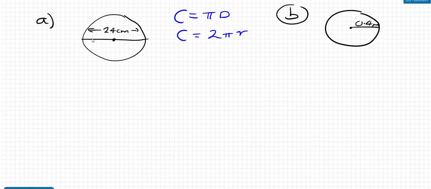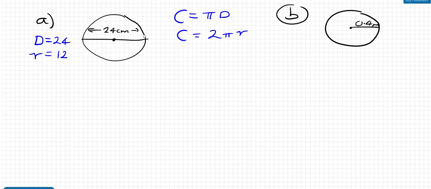So first one, always do this before you even start because you can easily make a mistake, especially with B. So for this one, 24 is my diameter. The line goes all the way across, so diameter is equal to 24 centimeters. Just write 24, that's fine. Radius would be half of that. So 24 divided by 2 would give me 12. Just so I can see clearly what is D and what is R.